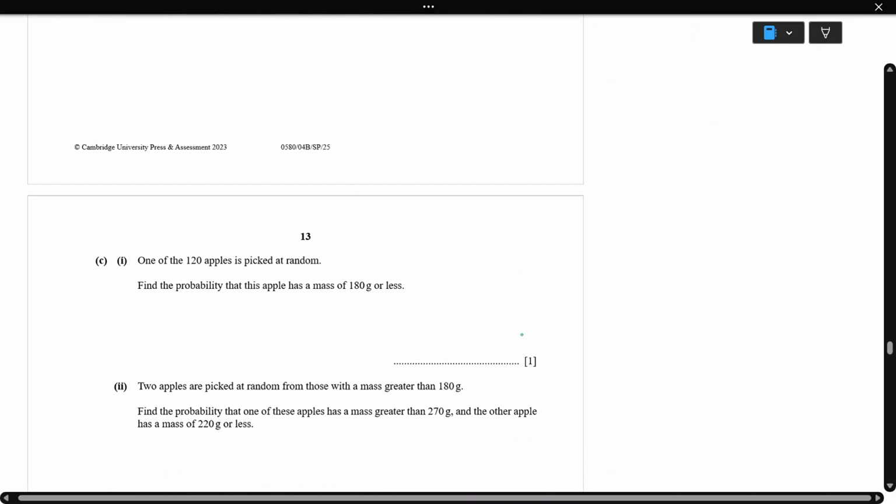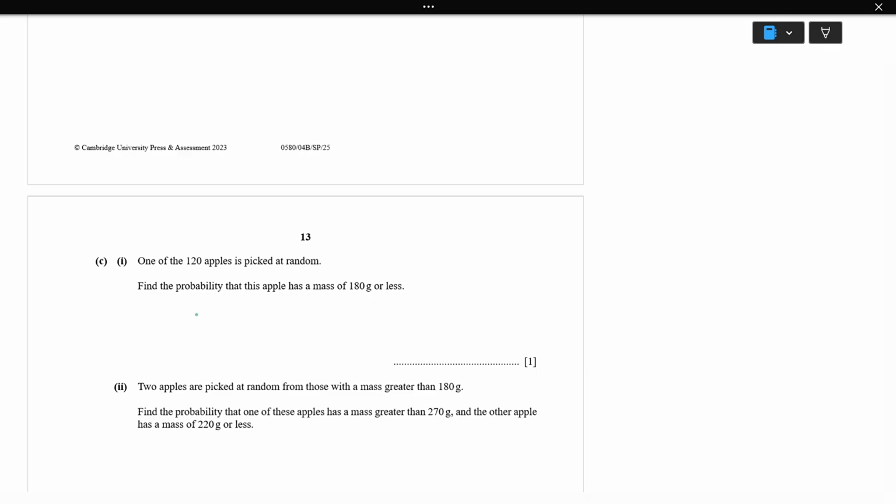So 18 over 120 apples. So 18 over 120 is the answer, because for 180 and less, there are 18 apples. So out of 120, the probability is 18 over 120.